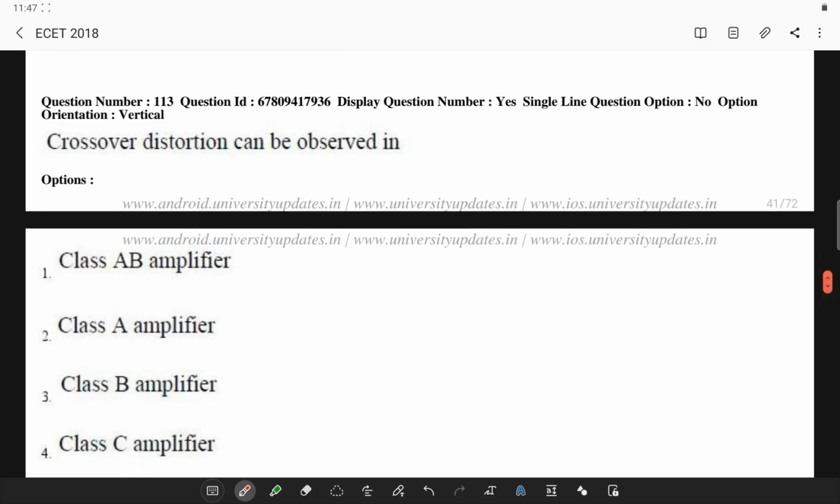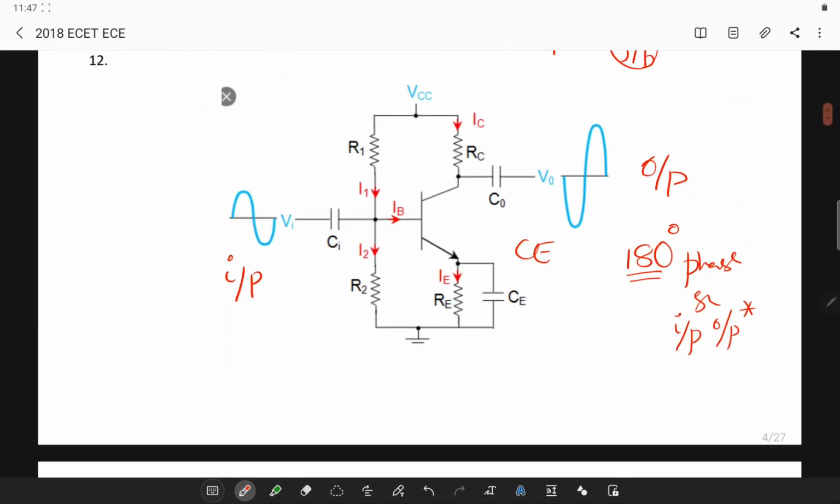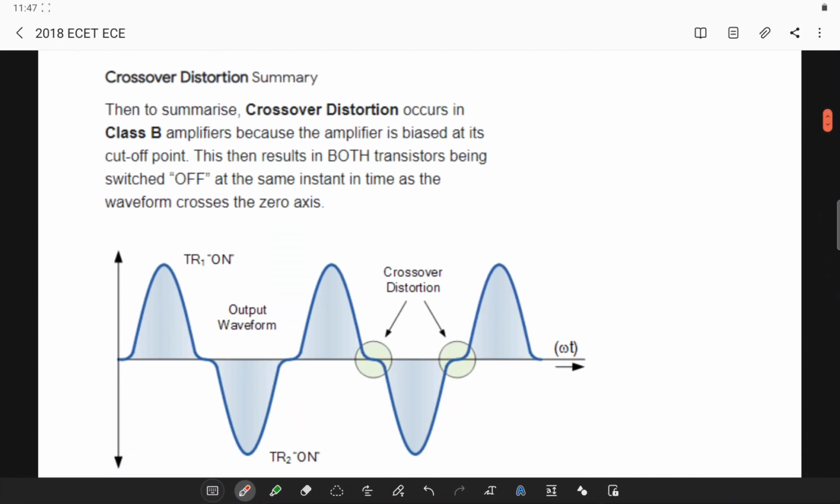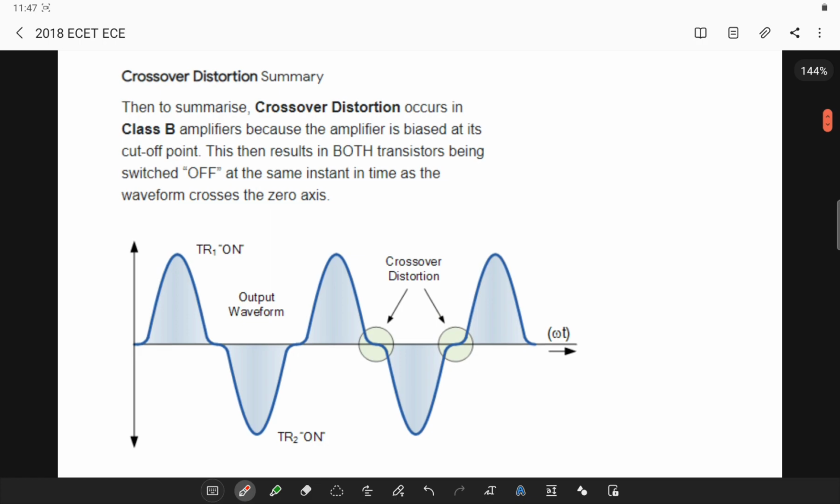Next, you have to know what exactly is crossover distortion. This is how crossover distortion looks. In a class B amplifier specifically, because both the transistors are biased to the cutoff point, both are switched off and on at the same time. Therefore, at particular points on the x-axis, you have a value which is 0, and that is why you will be getting a distortion which is called crossover distortion.